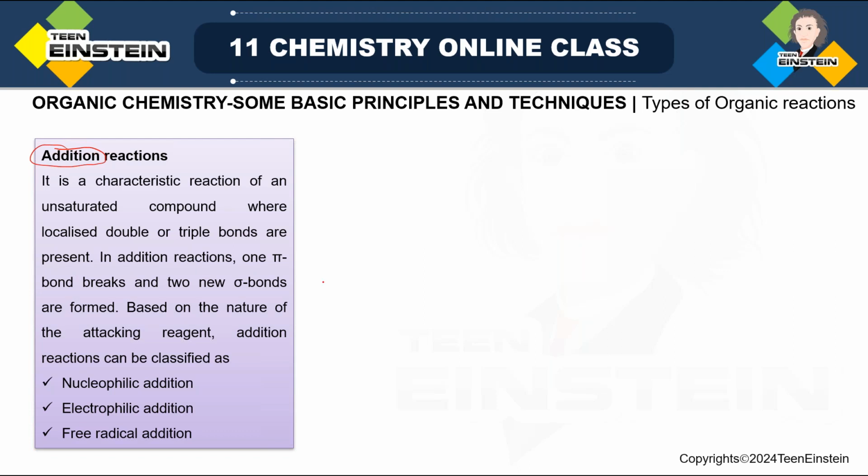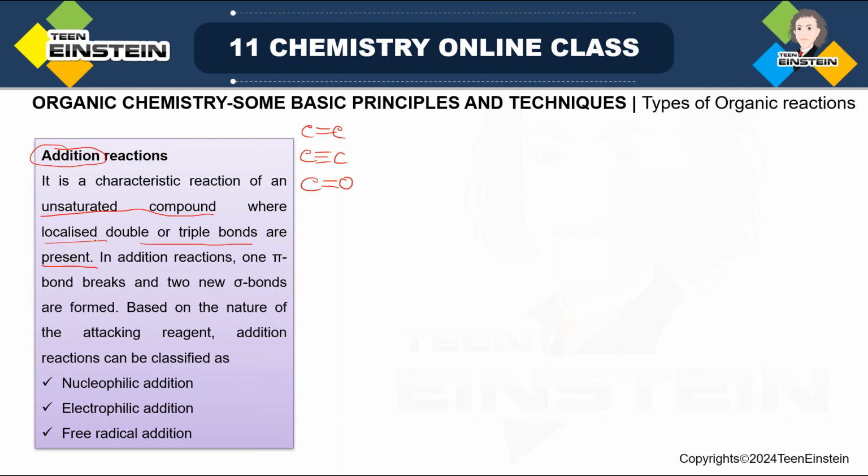So it is a characteristic reaction of unsaturated compounds. Remember, addition reactions are possible only when there is some unsaturation. It may be a C=C double bond, a C≡C triple bond, a C=O double bond, and other types of unsaturation, because these are the most common. So I have just drawn these 3, while localized double bonds or triple bonds are present. Localized double bonds or triple bonds, try to understand the meaning.